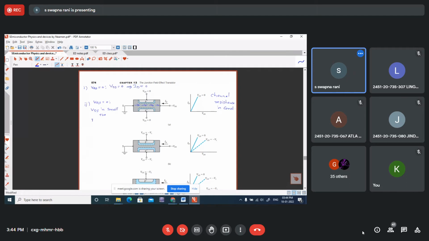Therefore, the drain current versus VDS follows a linear straight line. So the relation between ID and VDS is going to be a straight line. So ID increases with VDS.